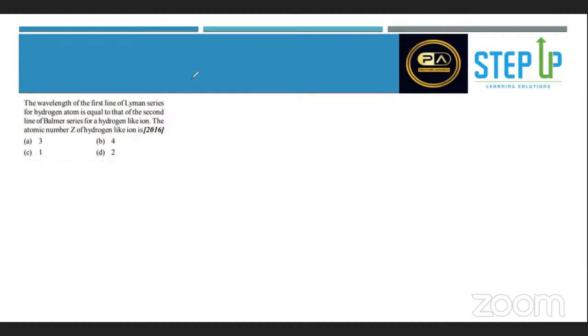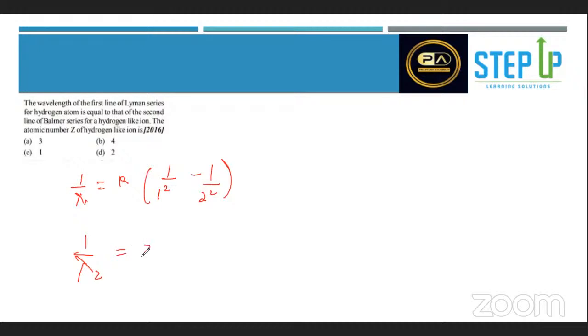If I'm talking about the first line of the Balmer series, again I can write it in the form 1 by lambda 1 is equal to RHC. For the first line, we write it as 1 square. For hydrogen, Z is equal to 1, so I'm not writing it for hydrogen. This is for hydrogen. And this is for the second line of the Balmer series for a hydrogen-like ion.